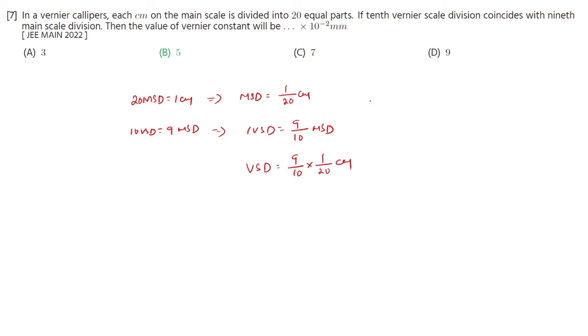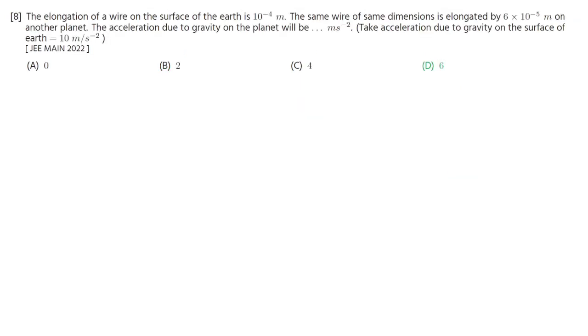So now they are asking us to calculate the vernier constant, which is nothing but 1 MSD minus 1 VSD. So that is equal to 1 MSD, 1 by 20, minus 1 VSD, 9 by 200. If you simplify, you will get this as 5 into 10 power minus 2 millimeters. Right? Next question. The elongation of the wire on the surface of the earth is 10 power minus 4 meter.